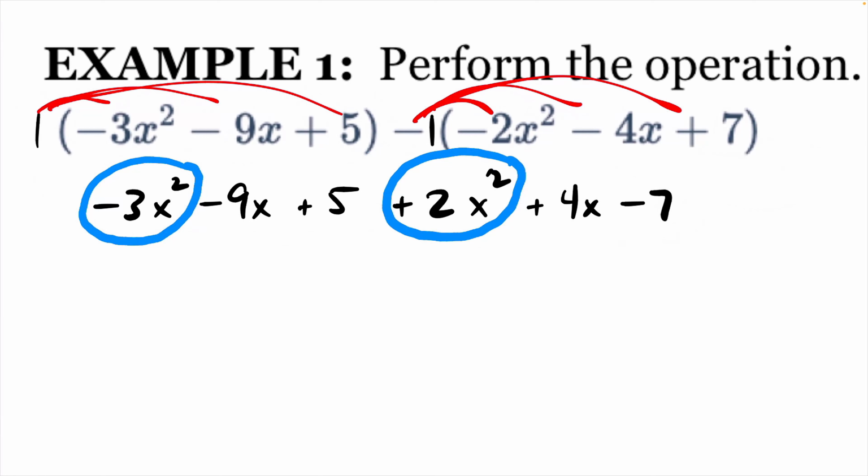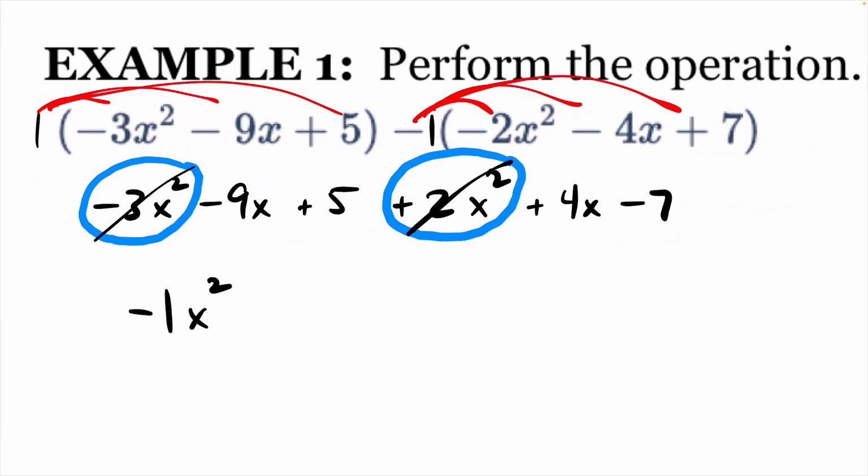What do I add? The negative 3 and positive 2. Do I add the powers? No, keep the powers the same. So negative 3 plus 2 is negative 1x squared. Done, done.